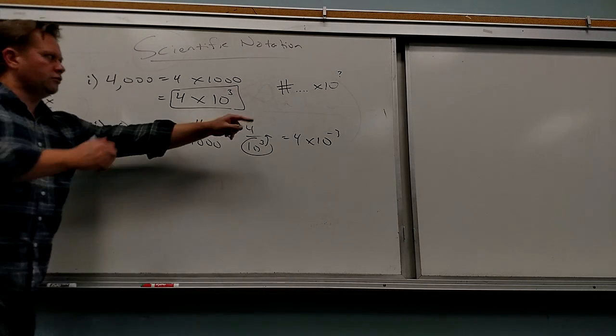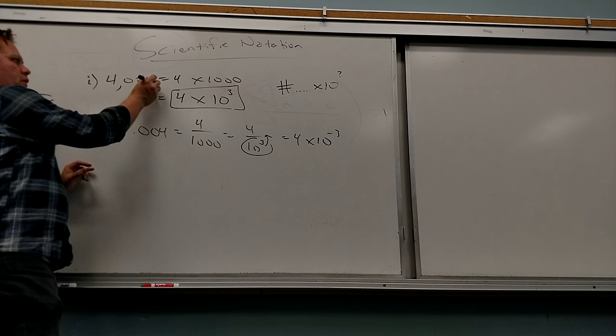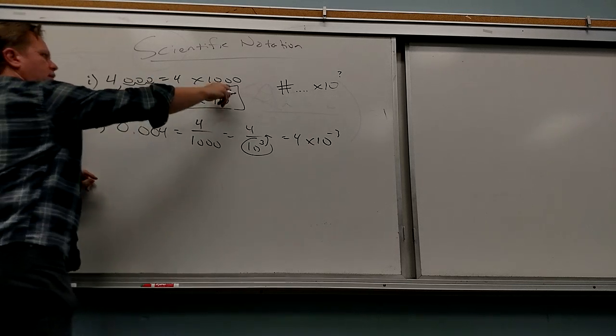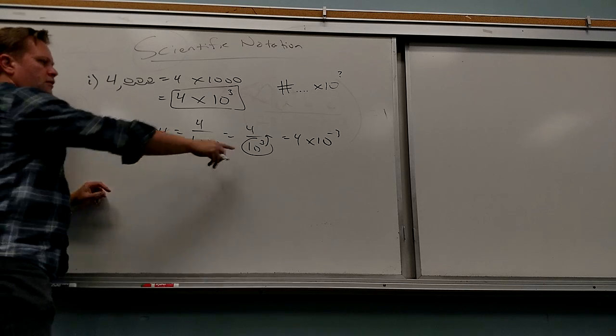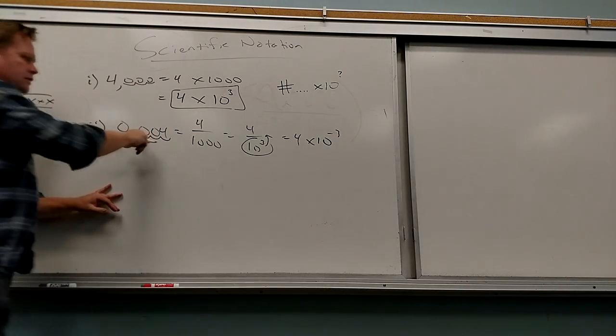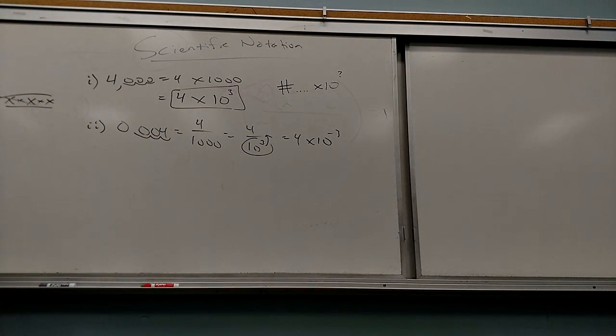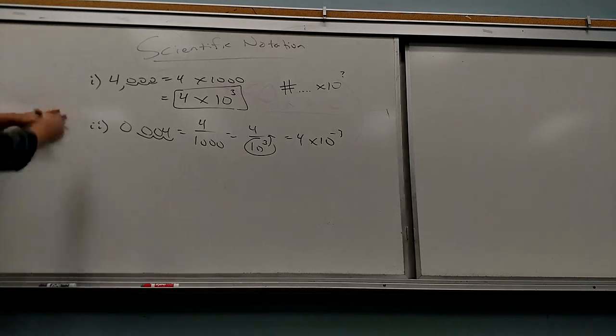So why is it 3? Well, how many times do I move the decimal place here? Because that's related to how many tens. And here, the same idea, how many times do I move the decimal? That's why it's 3. Why is it negative? Because it was small. Smaller than 1.